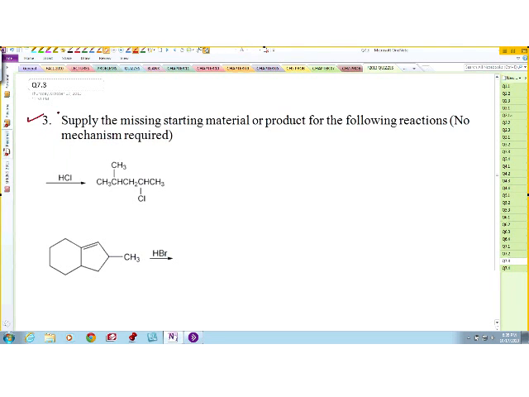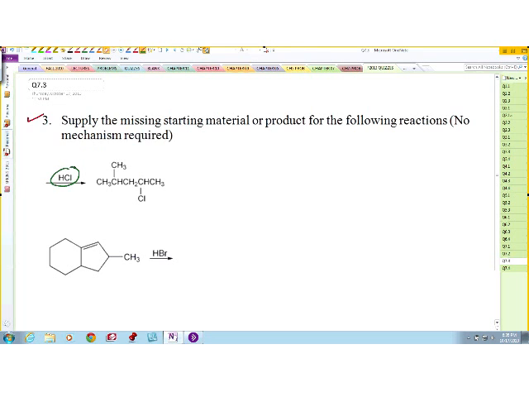Hutchinson, you read this first. Supply the missing starting material or product for the following reaction. No mechanism required. Okay, thank you. In this question here, it says supply the missing starting material or product for the following reactions. No mechanism required. So what do we have here?